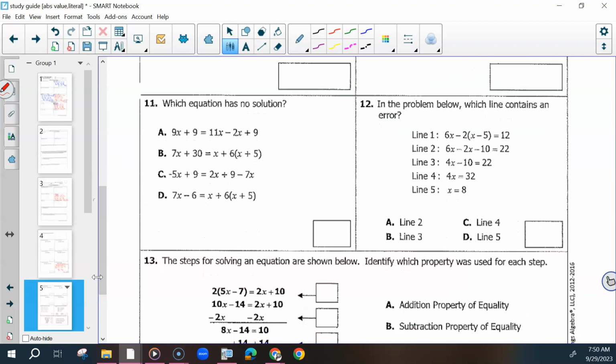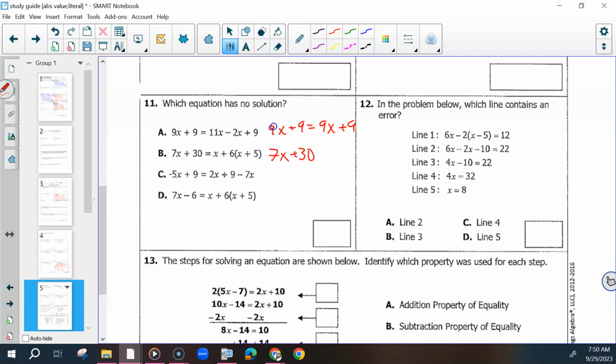Okay. So the question is, which equation has no solution? Some of these we need to simplify. All of these we need to simplify. So let's do that first. We can combine like terms on the same side. We're just going to rewrite it right next to it. 9x plus 9 equals 9x plus 9. We'll talk about which one has no solution after we simplify them all.